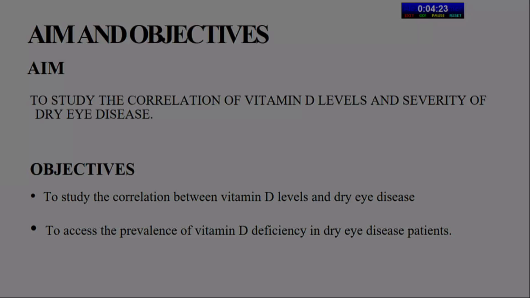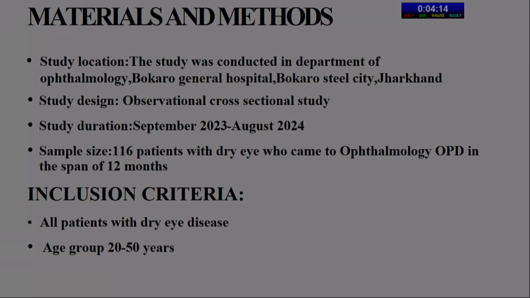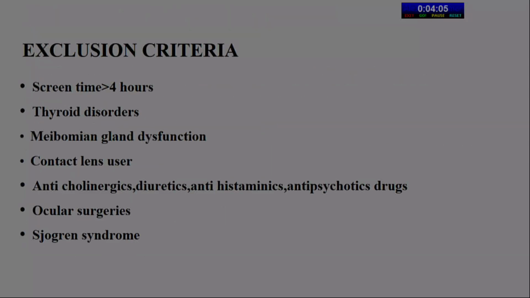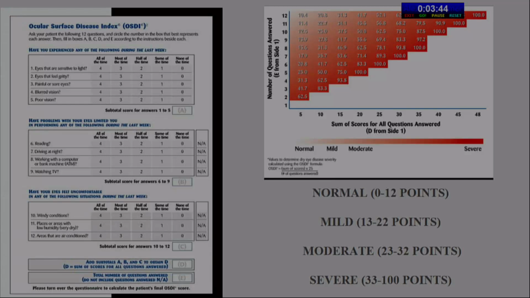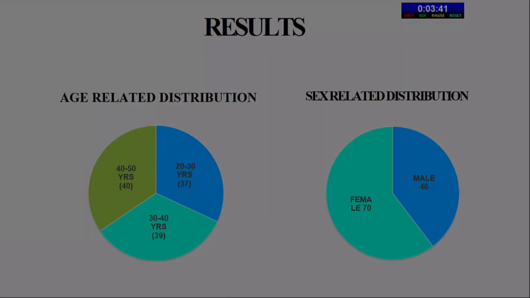The aim is to study the correlation of vitamin D levels and severity of dry eye disease, and to assess the prevalence of vitamin D deficiency in dry eye disease patients. An observational cross-sectional study was done in 116 patients with dry eye who came to our OPD in the span of 12 months. All patients with dry eye disease in the age group of 20 to 50 were taken, excluding patients having screen time more than 4 hours, thyroid disorders, meibomian gland dysfunction, contact lens users, or those on anticholinergic and other drugs. We did best corrected visual acuity, slit lamp examination, tear film breakup time, Schirmer's test, calculated the OSDI score and did vitamin D investigation.